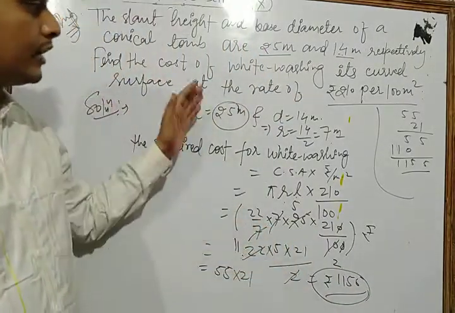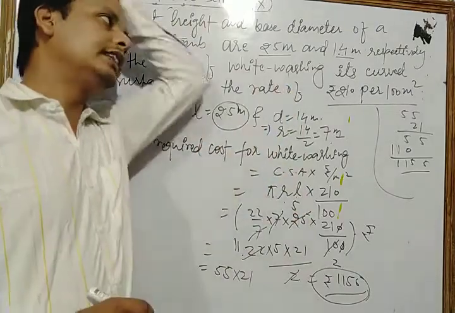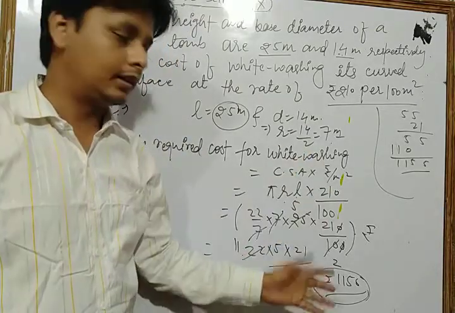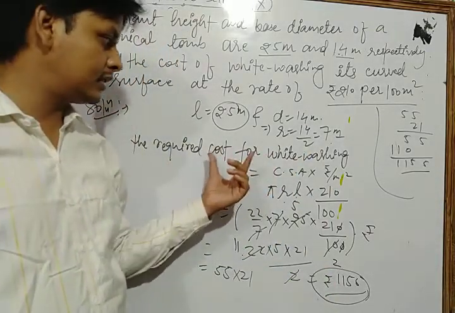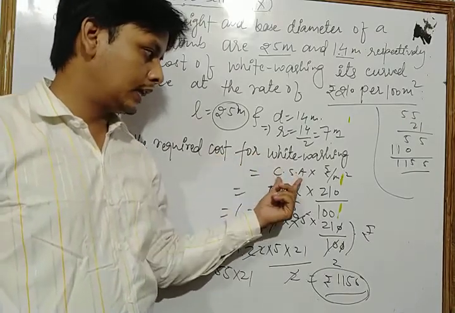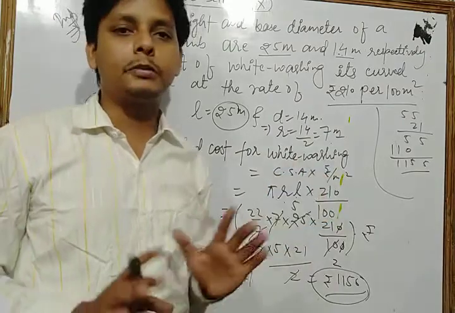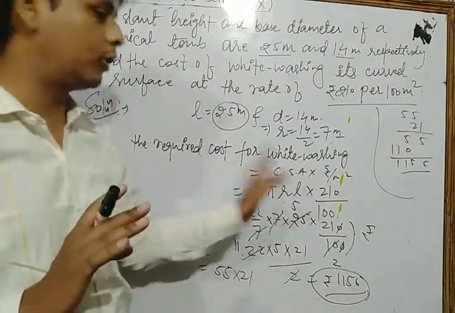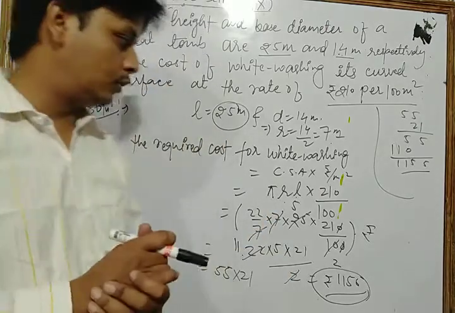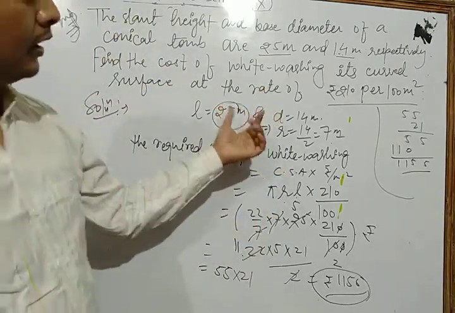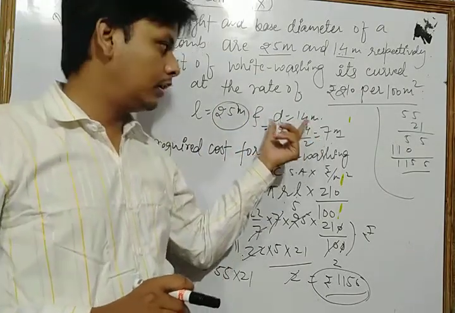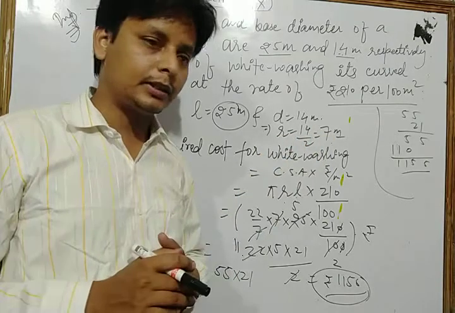Okay, so dear students, you can solve all the questions based on cost and rupees per meter square in this way. The basic concept of that type of question is, simple, cost is equal to area into rupees per meter square. Simple question formula for finding the cost of anything. Okay, so here slant height is given, diameter is also given, so here radius is 7 meter.